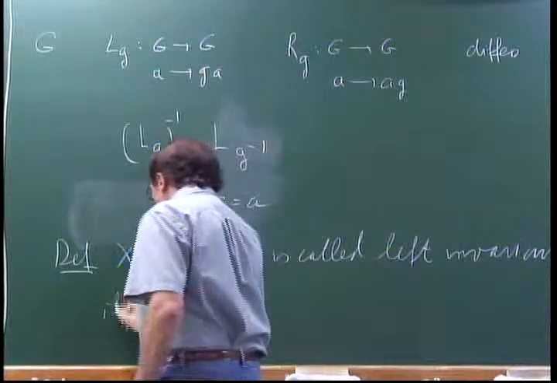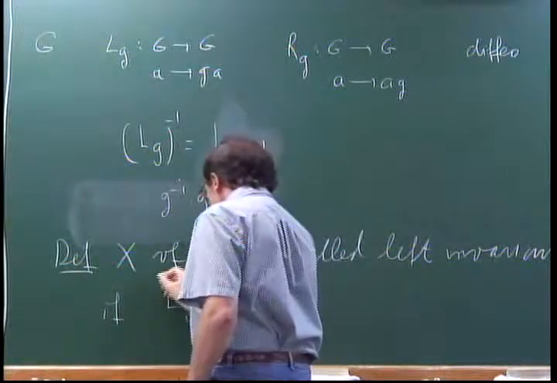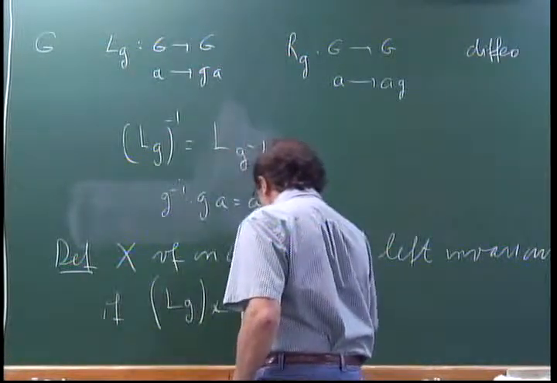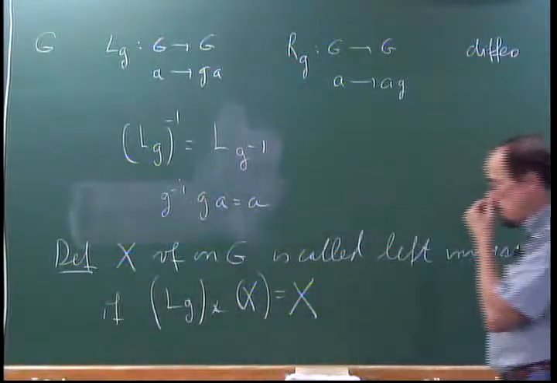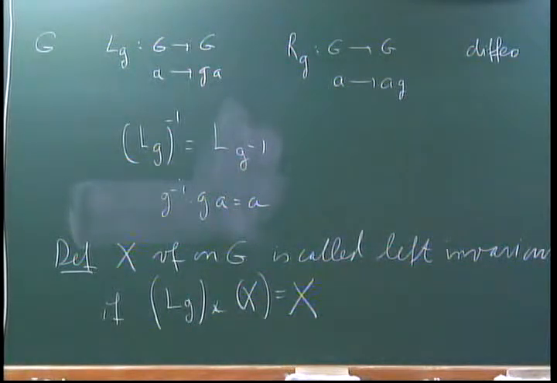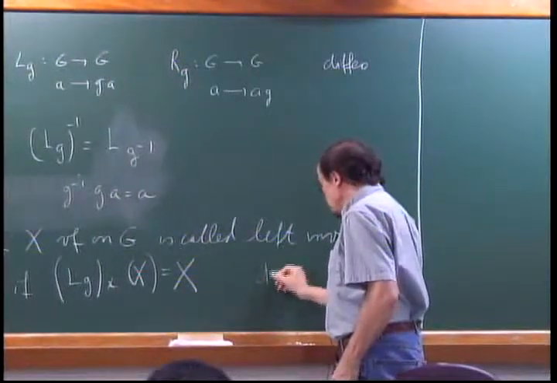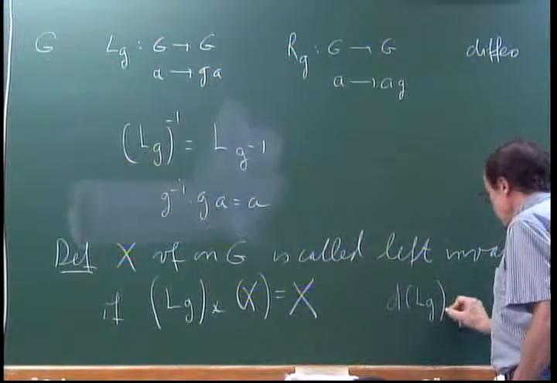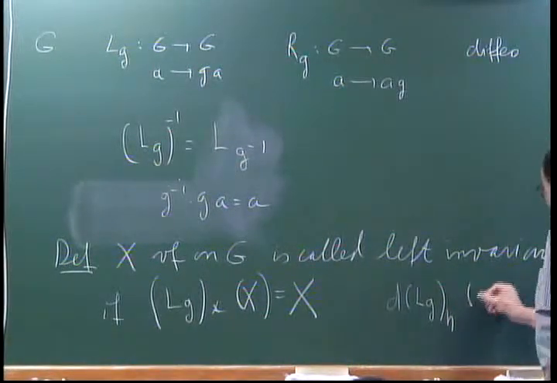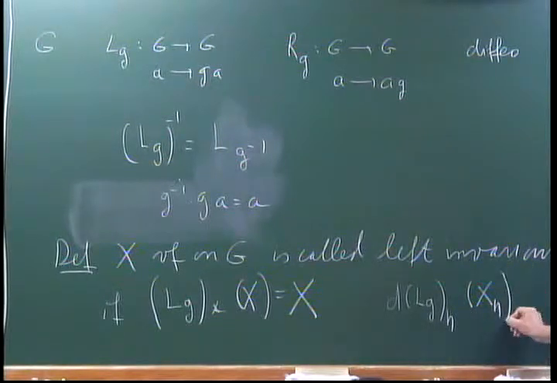If it's invariant on left translations. So that would be, say, the shorthand form. If you want to crank it out, this must be true at every point. The derivative of left translation at some point h applied to x at the point h must be equal to the image point x at the point g times h, wherever it's defined. So this must be true for all g and h.